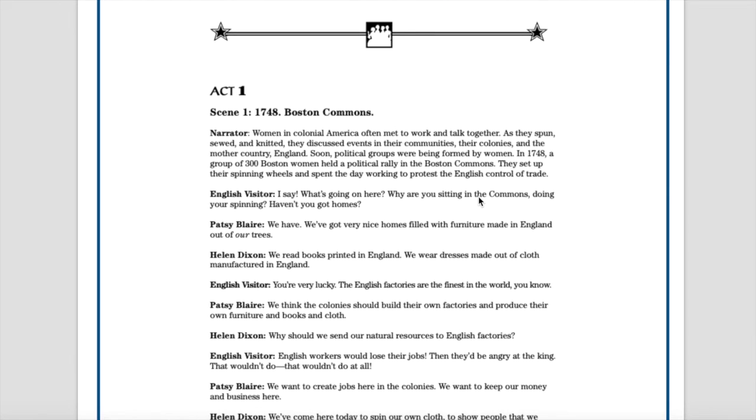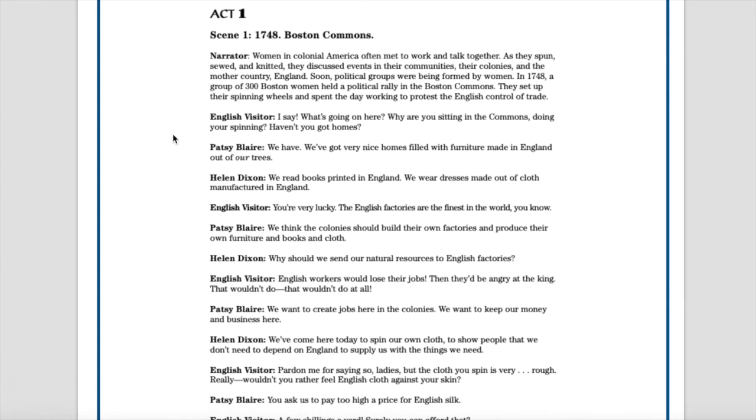Okay, so looking at the beginning of our play, we can already see a few more of our play elements. We know that plays are organized into acts and scenes, and at the beginning of our scene, we are given the setting. We know when this is taking place, in 1748, and where, in the Boston Commons. Now, we talked about dialogue. This is how dialogue looks in a play. You have the character who is speaking's name, followed by the words that they say on stage.